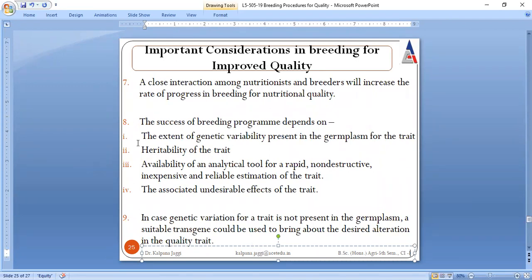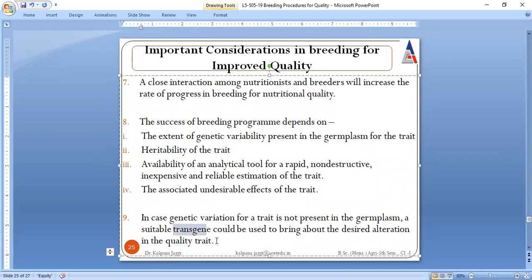When you go for breeding approaches, the very first step is screening. That means you go for the screening processes. But if genetic variation is not present in the germplasm, that means if you do not have any access in terms of screening, then what is to be done? Then a particular transgene could be selected and utilized for carrying out the desired alteration in terms of quality. So these are the important considerations which a breeder must consider for improved quality.